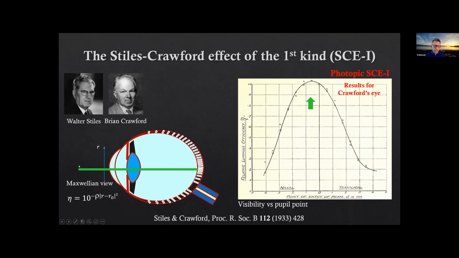year, and essentially describes, in Maxwellian view, which means the light is focused at the entrance pupil, how if we move a light ray towards the periphery of the pupil, the effective visibility drops off, as you can see here in the plot from Crawford's own eye shown to the right.